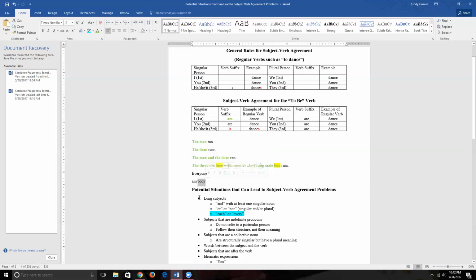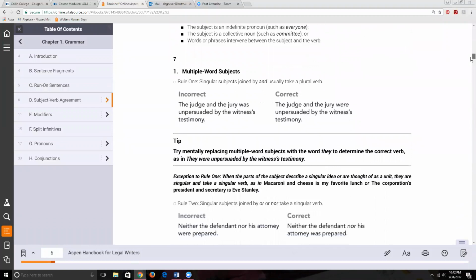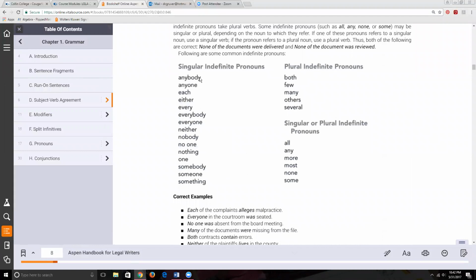And you'll see a list of these words on page 7 of the book. Let me go ahead and just show you this list. Anybody, there's no S. Anyone, no S. Each, either, every, everybody, everyone, neither, nobody, no one, nothing, one, somebody, someone, something. All of these, anything, they don't have anything on this list, but anything would be another example. This is not an exhaustive list, as you can see.